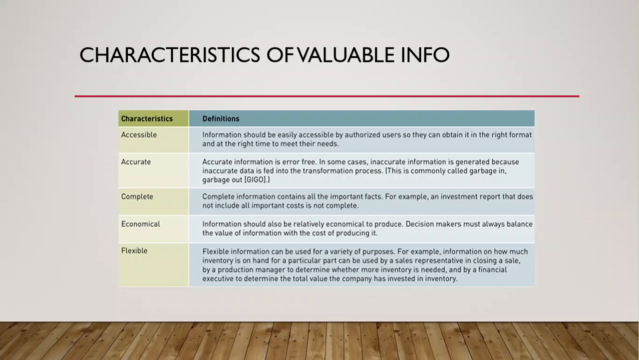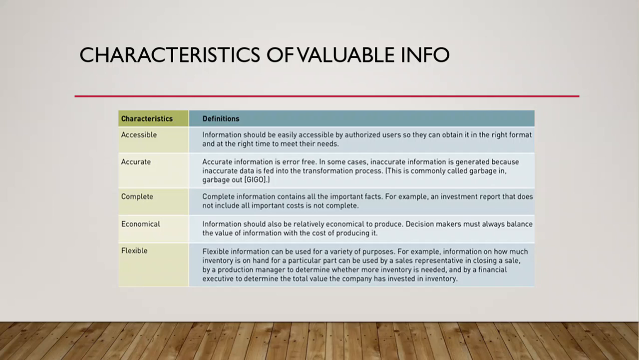So these are the characteristics of valuable info: accessible, accurate, complete, economical, flexible. Accessible means it can be easily accessed by authorized users so they can obtain it in the right format and at the right time to meet their needs. Accurate means error-free. Inaccurate information is generated because inaccurate data is fed into the transformation process. So this shouldn't happen.